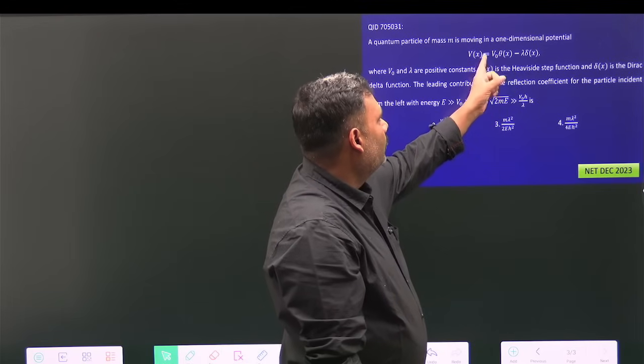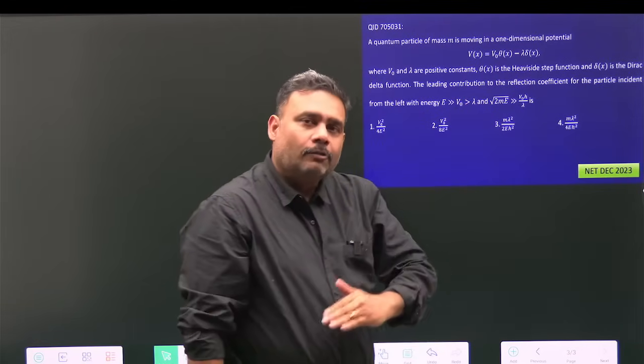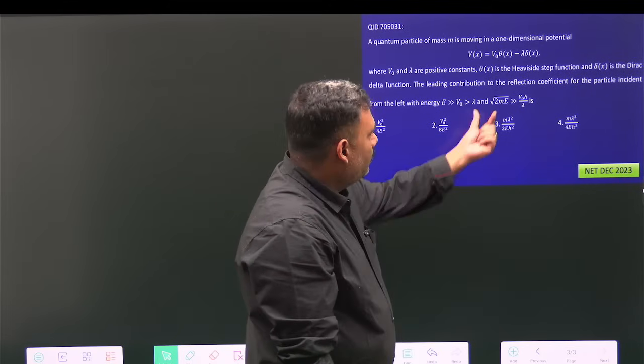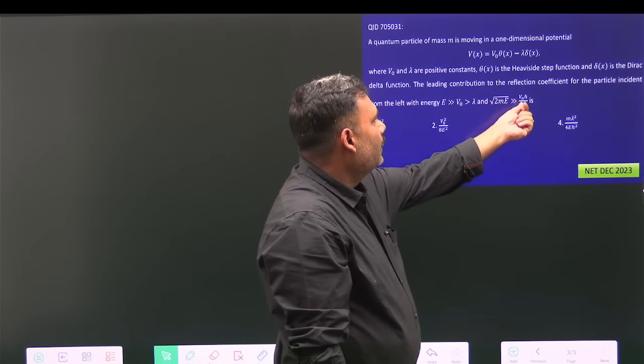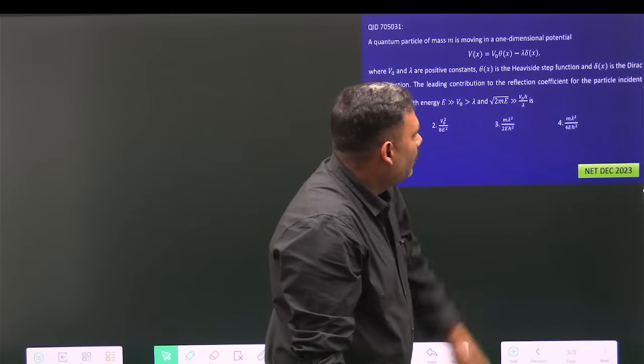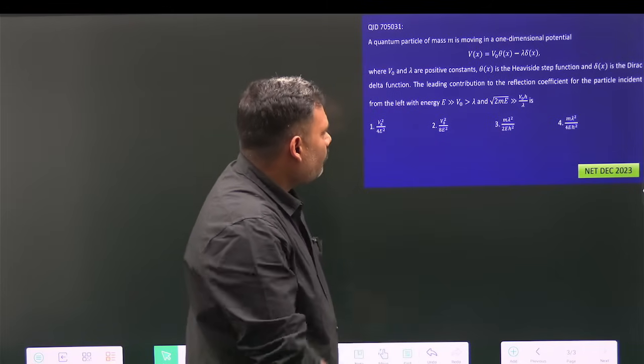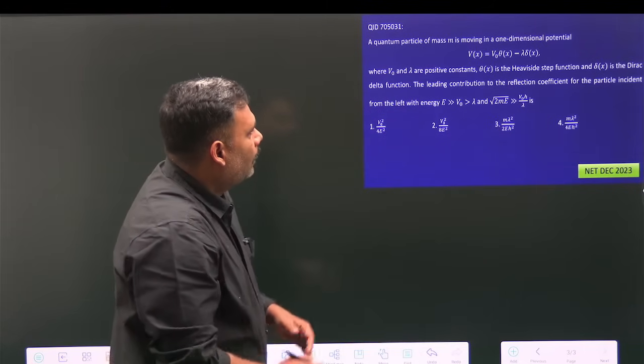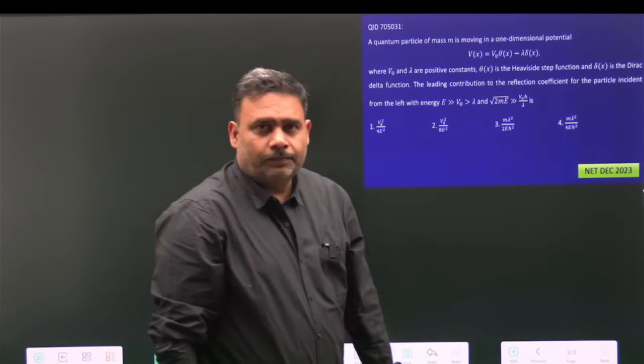So there are two parameters. One is V naught, another is lambda. So energy is greater than both of these. And it is also given that root under 2mE is greater than V naught h upon lambda. So let us try to go for this particular problem. How can we solve this one?